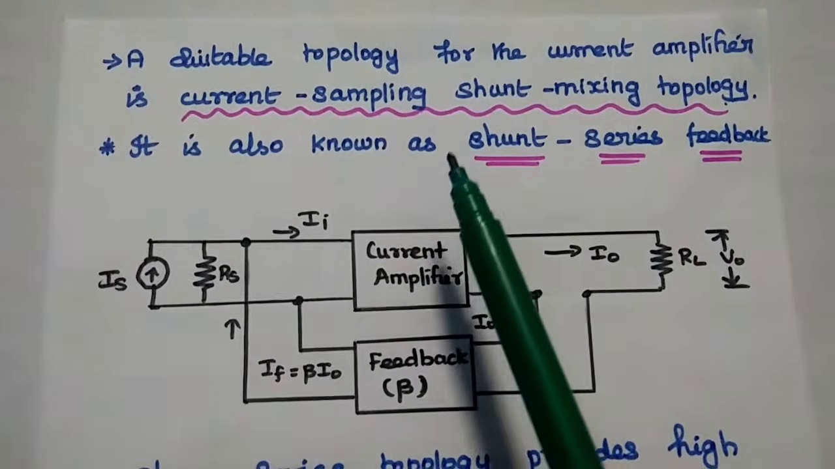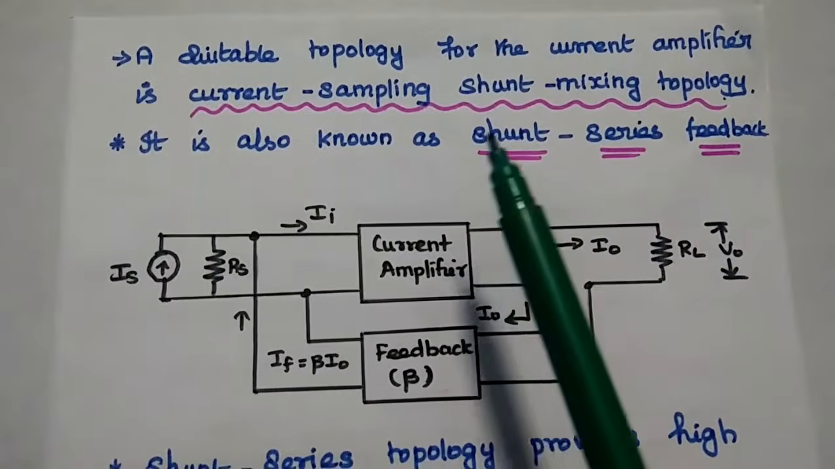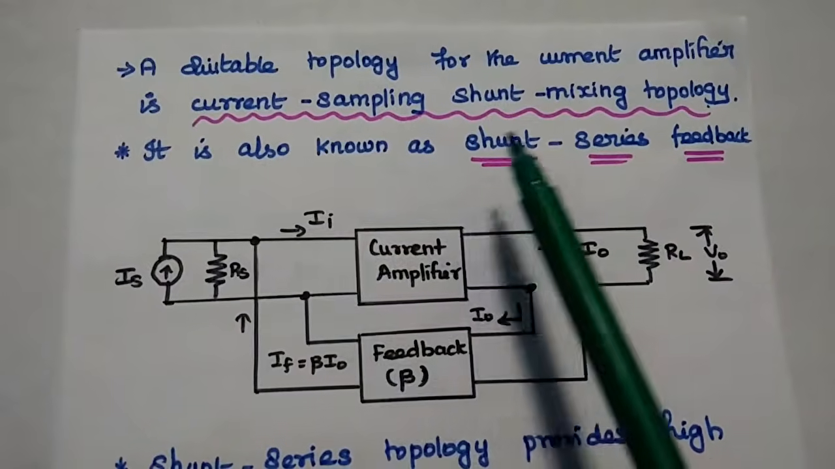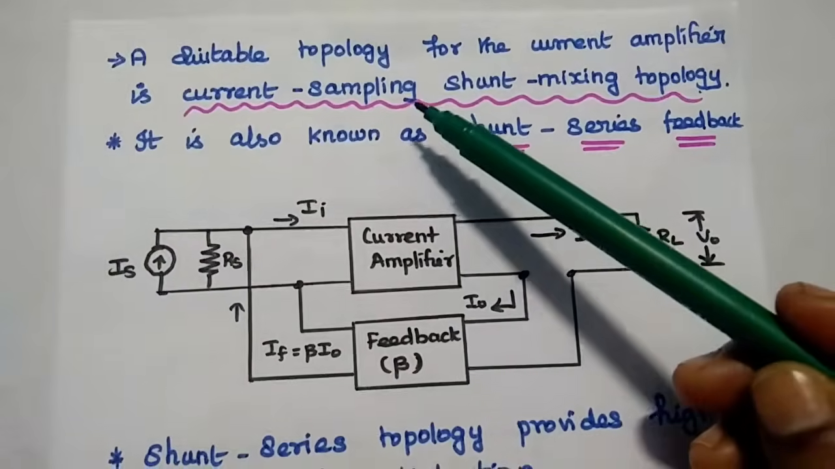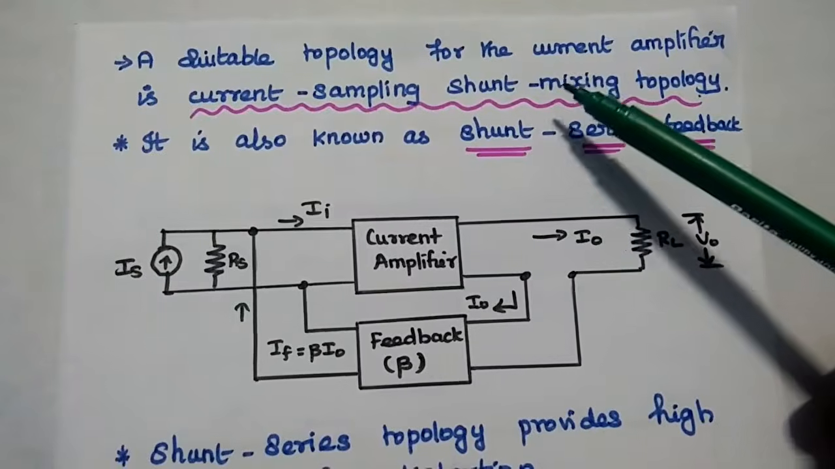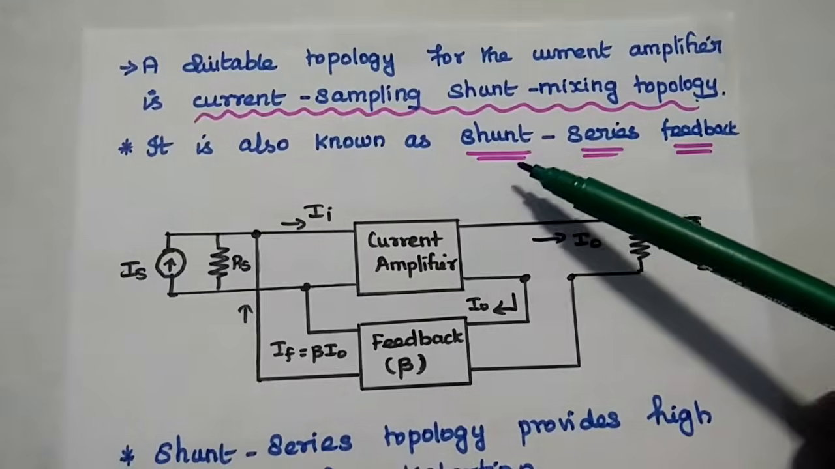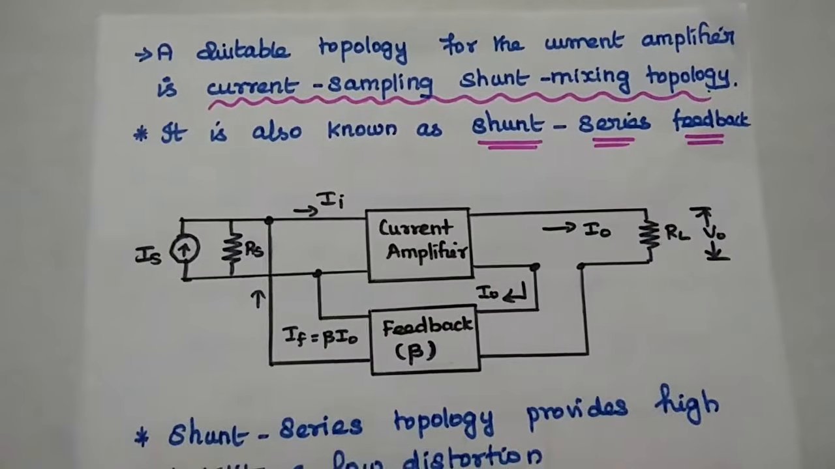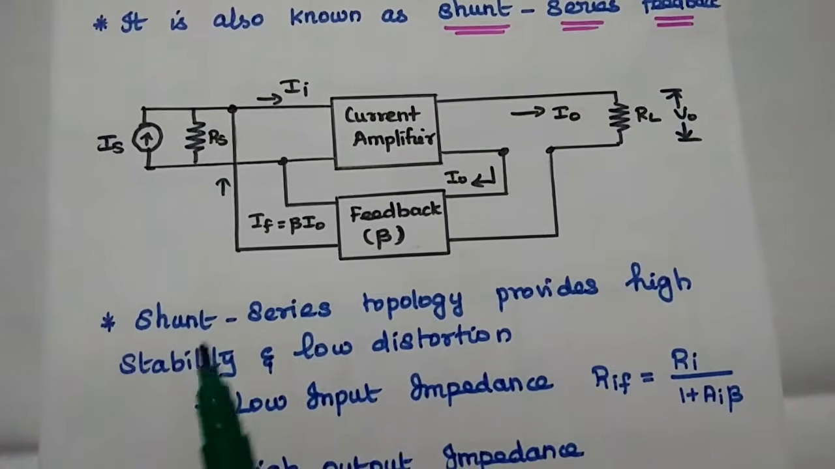In order to satisfy the condition of current amplifier, that is low input impedance, high output impedance, we can select current sampling shunt mixing feedback topology. That means we are going to take the samples of output current and provide that feedback in shunt connection at the input side. That is also called as shunt series feedback topology. So this is the diagrammatic representation of current sampling shunt mixing topology.